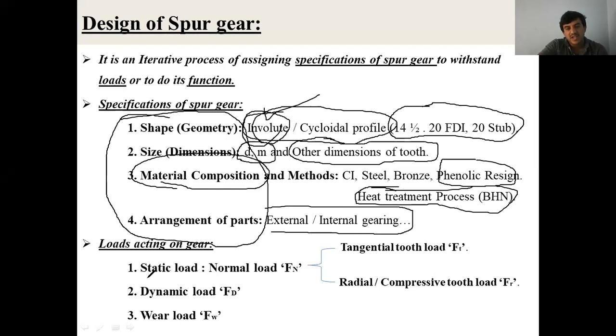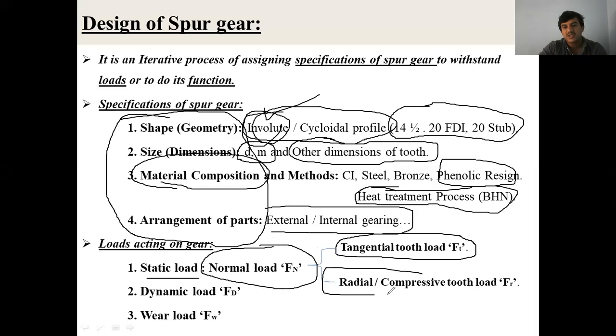Then, what are the loads acting on the gear? One is the static load, where the magnitude and direction of the load do not change with respect to time. It is also called a steady load. Steady load means the velocity at which the gear rotates, the speed, is constant. That is also called a steady load or static load. Both magnitude and direction do not change with respect to time. Those loads are called static loads. Again, the static load is considered as a normal load. That normal load is split into two components. One is a tangential tooth load, and the other is a radial or compressive load acting on the gear. Here, which one do you consider?